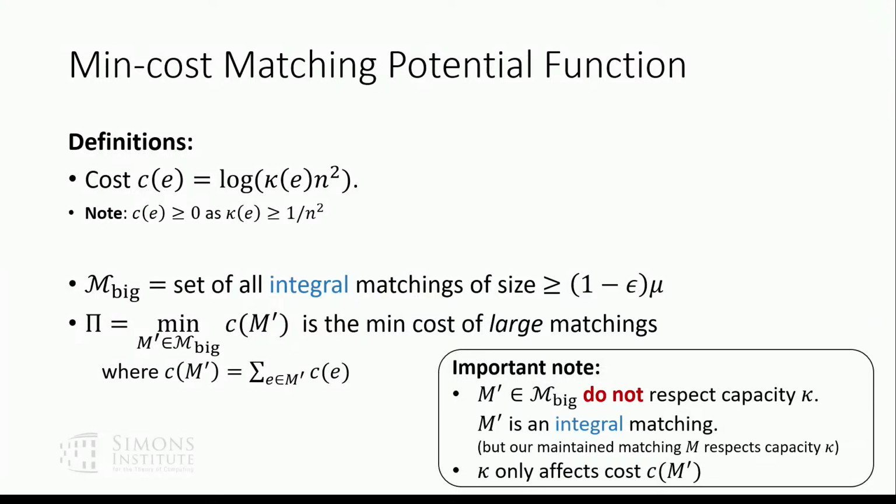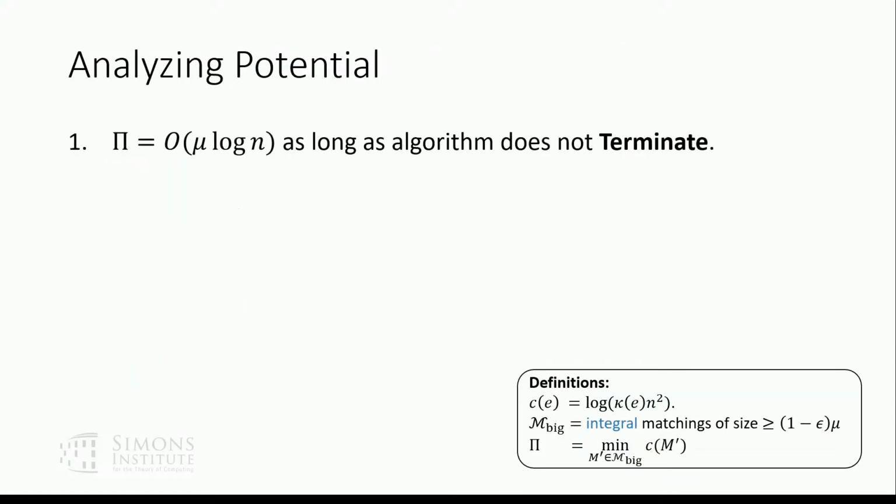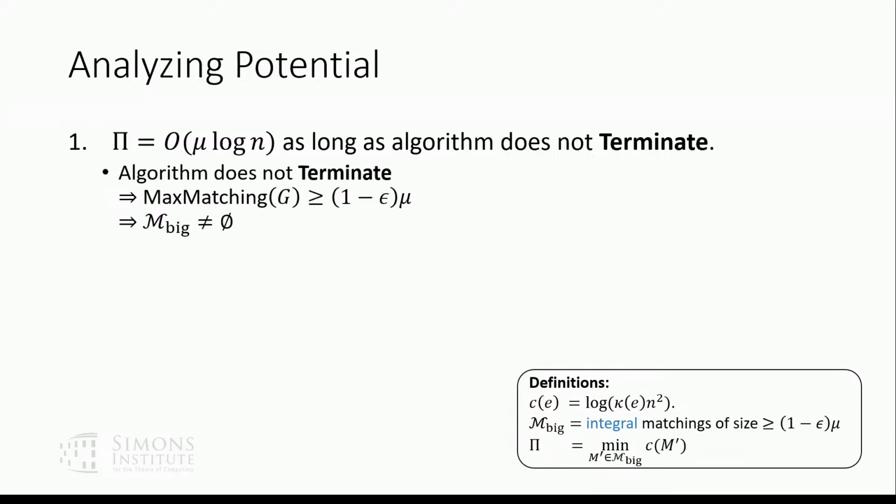Okay, that's our potential function. And let's just see some nice properties of this potential function. So every edge has cost at most log n, because the capacities are at most 1, and so you get log n as the cost. So even any matching you pick just has cost mu log n. Max matching size is mu. So the potential is always at most mu log n. And now we have a standard potential argument. It's upper bounded for this reason.